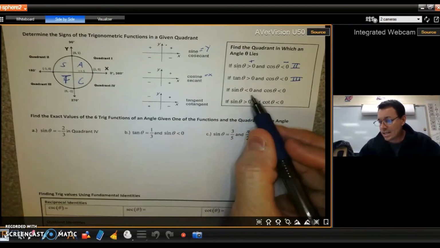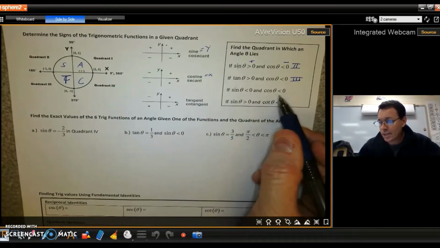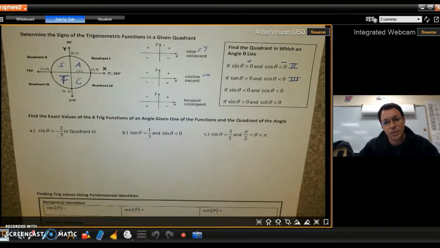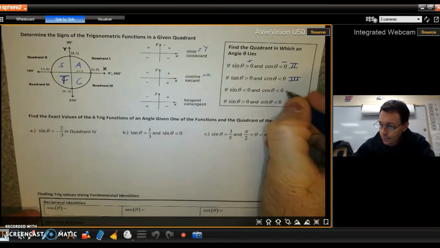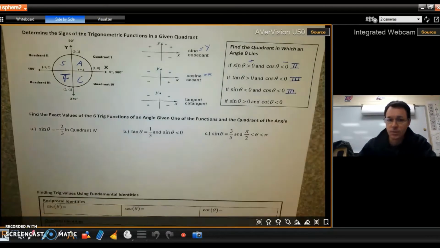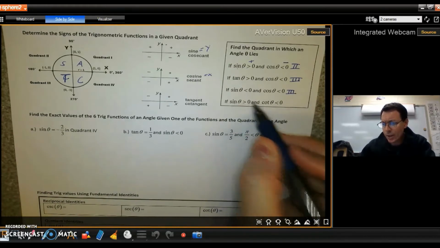If sine is less than 0 and cosine is also less than 0, what quadrant would you be in? Well, 3. If they're both negative, sine and cosine, there's only one quadrant where both of those things occur, and that's in quadrant 3. Okay, last one I've got, sine greater than 0.